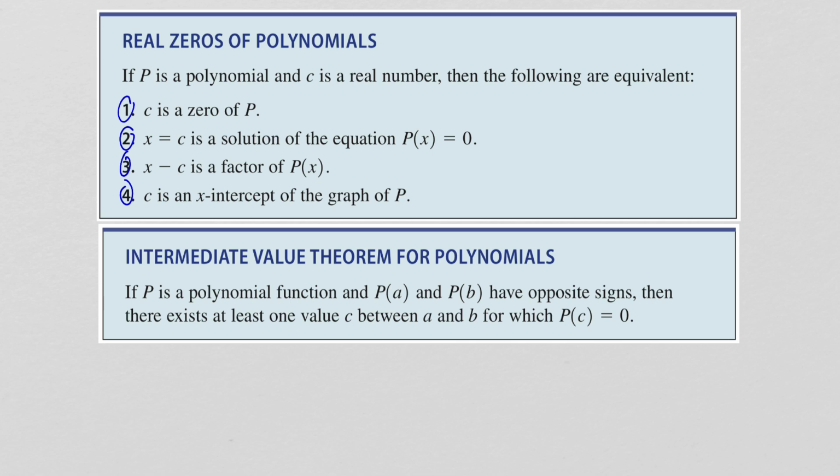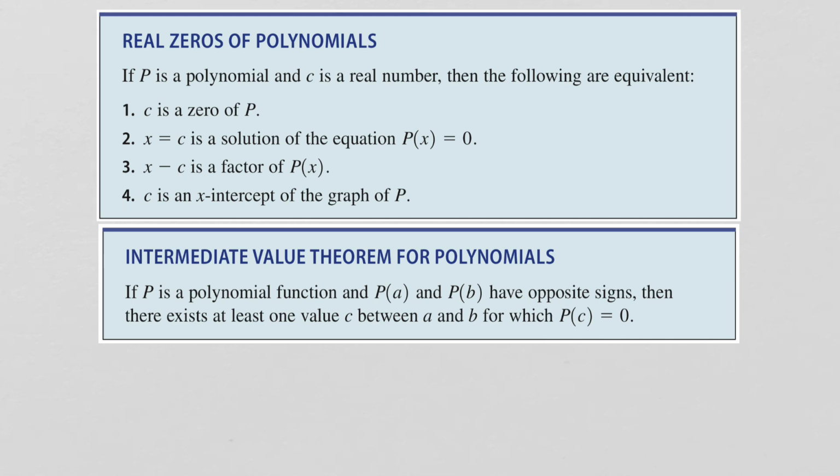So if we're looking for zeros of polynomials, it's helpful to find the factors of the polynomial because the factors will tell you what the zeros are. And we know that the zeros also tell us about x-intercepts. Now, we discussed all these things when we talked about quadratic functions, but this is now just an extension to higher degree polynomial functions.